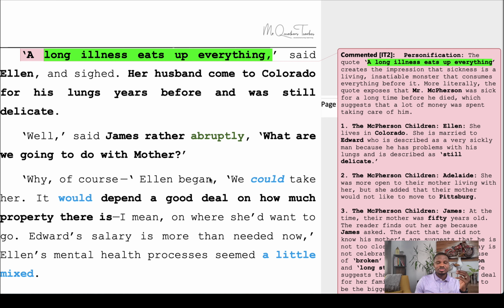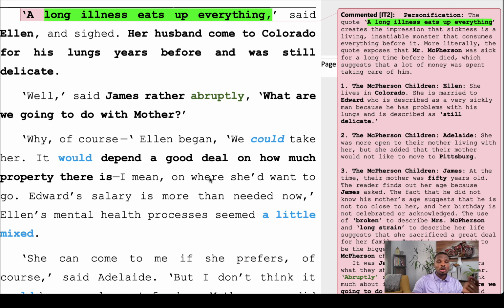"Well," said James rather abruptly, "what are we going to do with mother?" So the children begin to wonder what they are going to do with their mother. "Well, of course," Ellen began, "we could take her. The we there, it would depend. It would depend a good deal on how much property there is. I mean, on where she'd want to go." You see, she first of all talks about how much property there is before she now says, well, on where their mother would want to go.